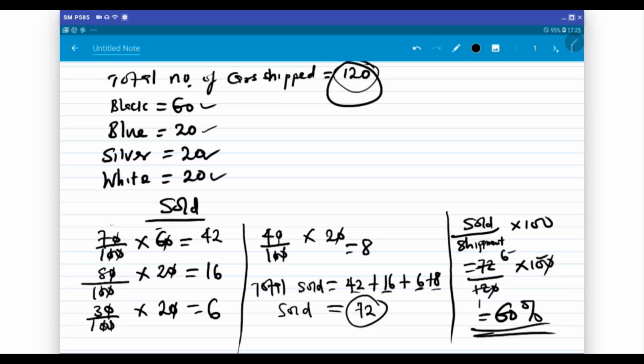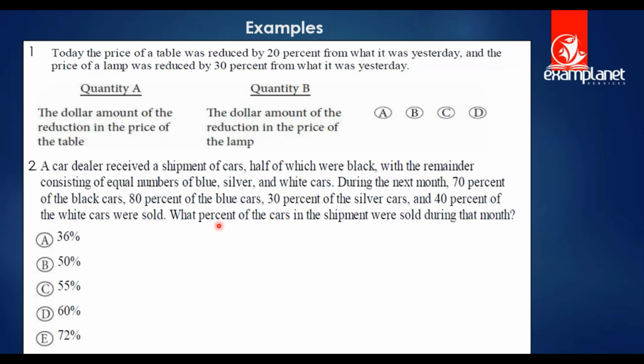And so the right option will be option what? So option D will be our right answer. Option D. 60% of the cars were sold during that next month. All right, so that's how you answer this kind of question. So all you need to do is pick a value. As long as you're not given any number, just pick a value to represent the total, and you can then use that to arrive at whatever you need to arrive at.